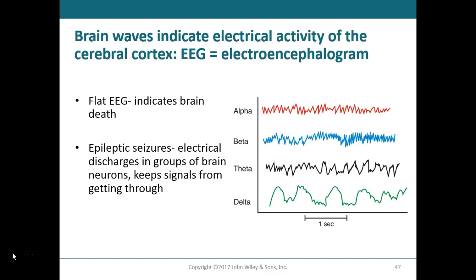The EEG is also utilized to see if life is present or to establish whether or not brain death has occurred. In epileptic seizures, there are electrical discharges in groups of neurons of the brain that prevent the normal signals from getting through. So it's a very disorganized series of firings of neurons, so disorganized electrical activity.